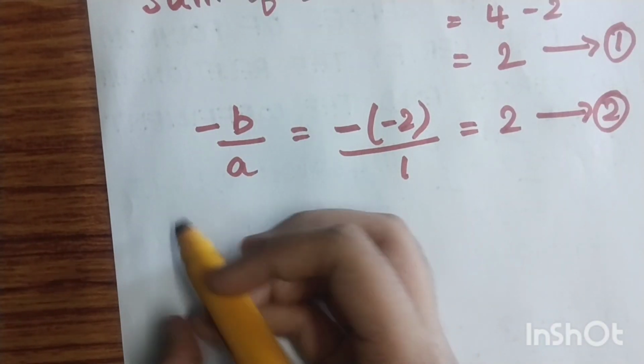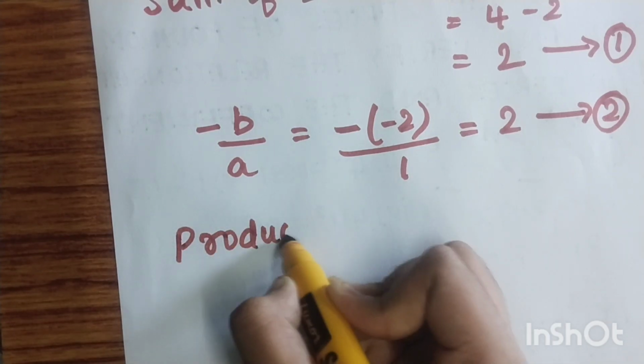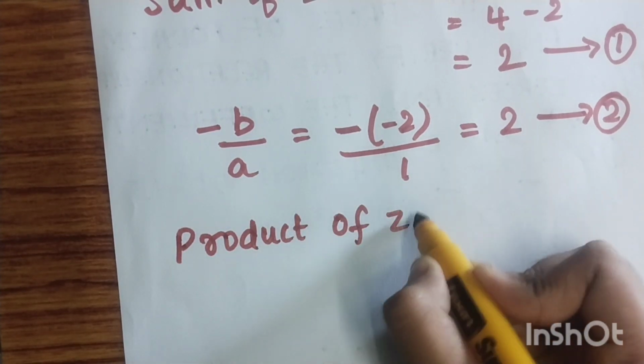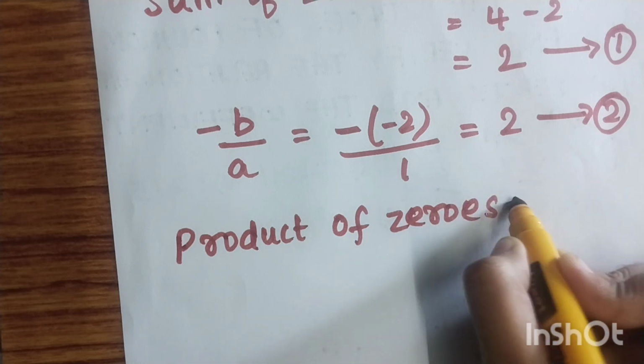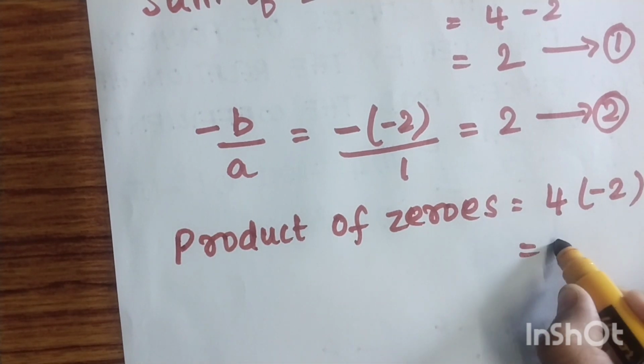Next we are going to find the product of these zeros also. So the product of zeros: 4 into minus 2 is minus 8.